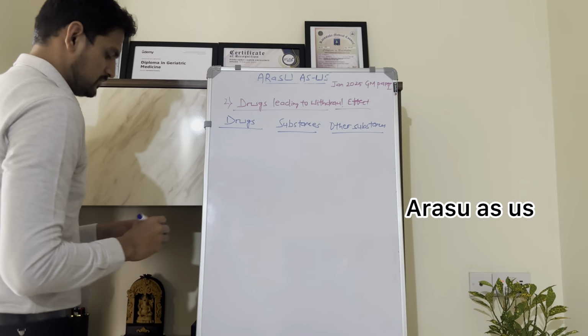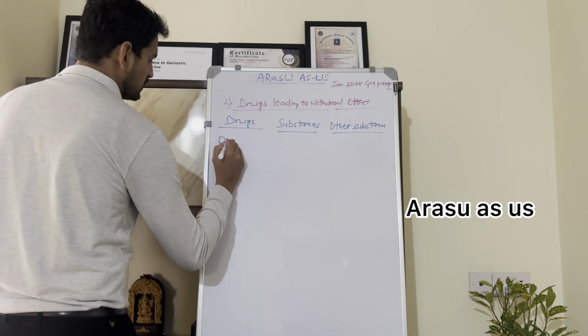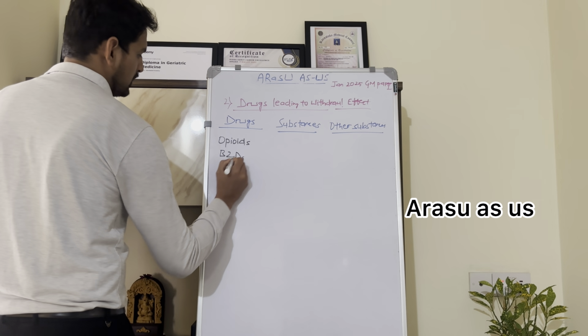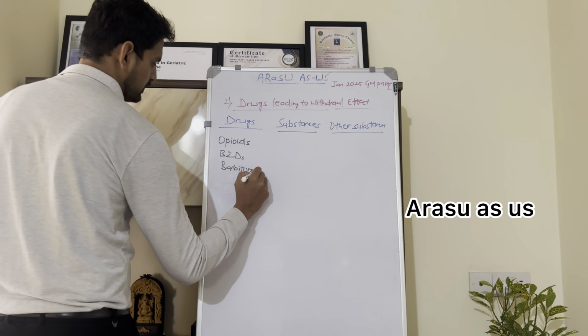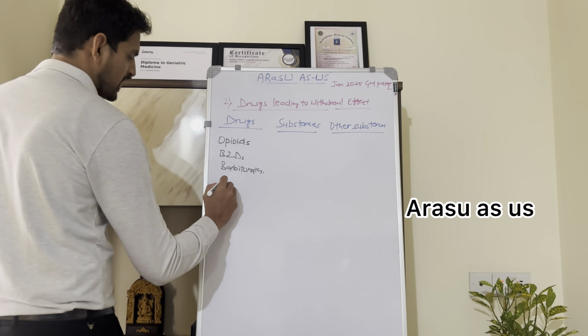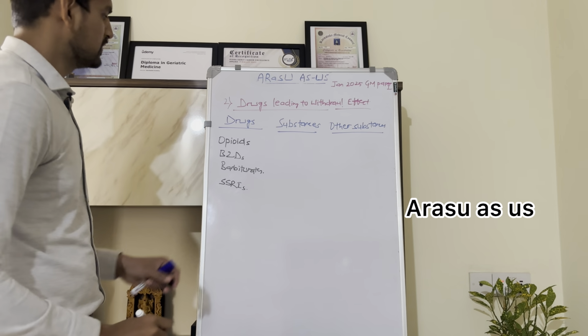In drugs, we can mention opioids, benzodiazepines, barbiturates, and some antipsychotic medication, mainly SSRIs. So these are some drugs.